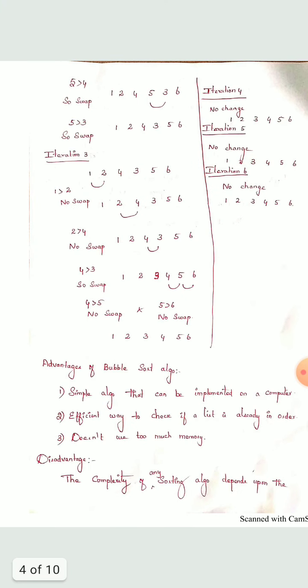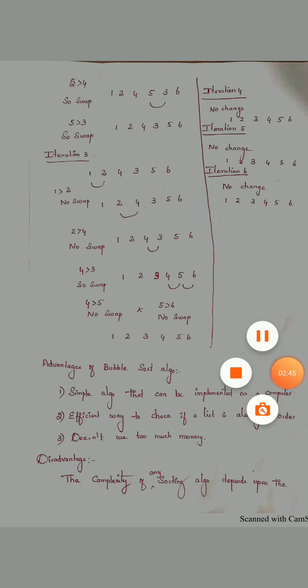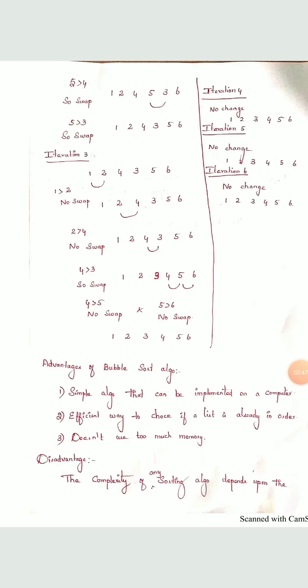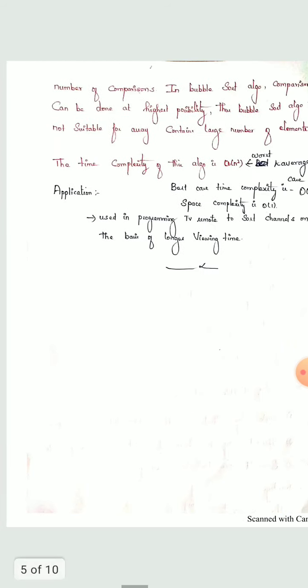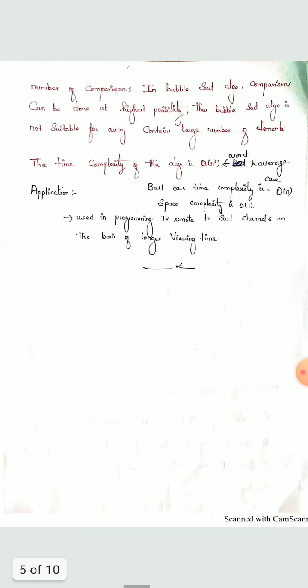So what are the advantages and disadvantages of bubble sort? It is simple to understand and simple to implement. It does not use extra memory, right? So what is the disadvantage? Because of its complexity, the worst case and average case time complexity of this algorithm is big O of n squared, right? So this algorithm is not well suited for arrays with large size. That is the disadvantage of our bubble sort.